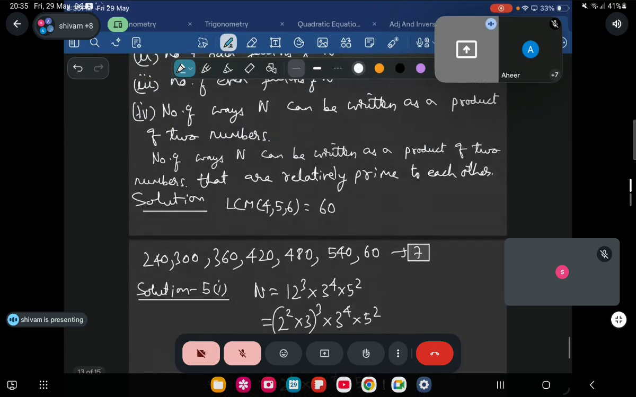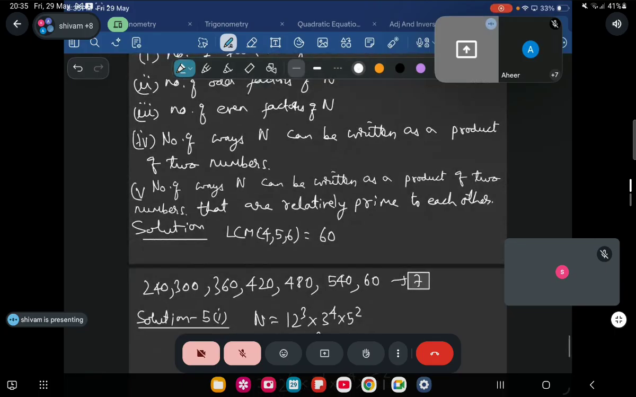Number of ways n can be written as a product of two numbers which are relatively prime to each other. Try it out.